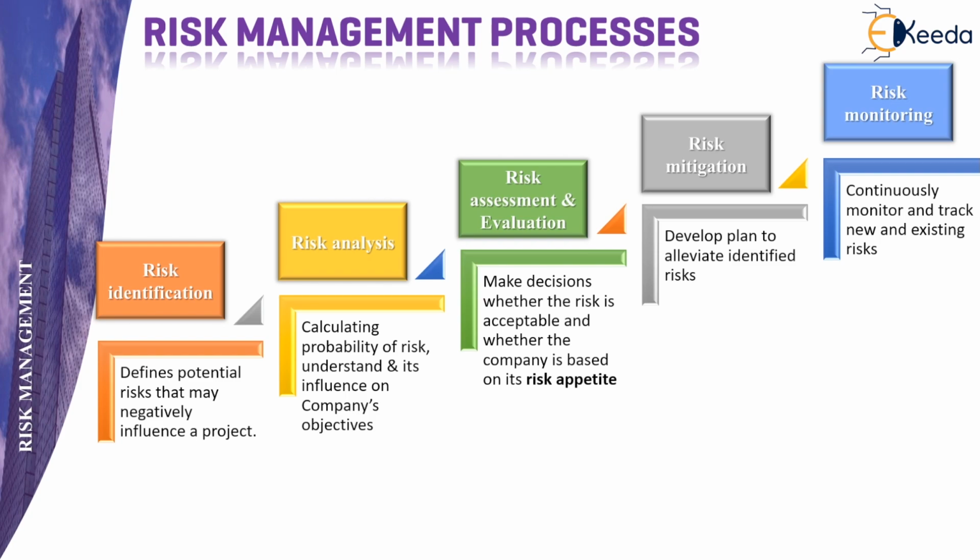The first step to summarize was risk identification, which defines the potential risk that may negatively influence a project. Next is risk analysis, that is, calculating the probability of risk and understanding its influence on the company objectives. Next step was risk assessment and evaluation, that is, making a decision whether the risk is acceptable based on the company's risk appetite.